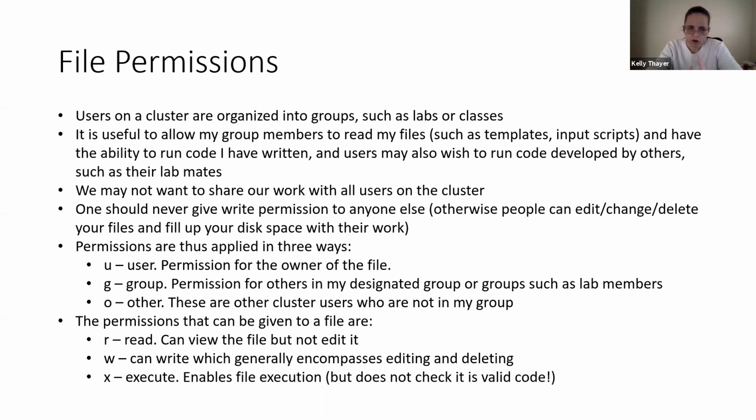Group is that sharing with others that are assigned in your group. The way you get to be in a group has to do with how you are registered when you become added to the cluster. So the system administrator will assign you to a group, which would typically be your class at Wesleyan, or it could be your research group. Those would be the typical group affiliations you would have. And then O is for other. So other basically means anybody that works on a cluster but is not in your group. And so the permissions that we can add or subtract are R, W, and X. So R is for read, W is for write, and X is for execute.